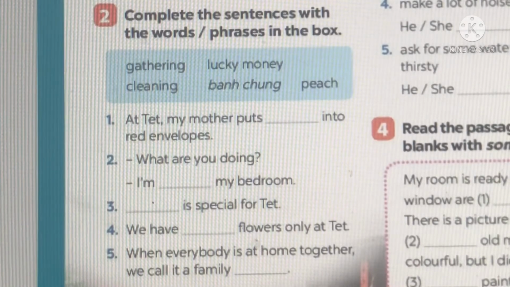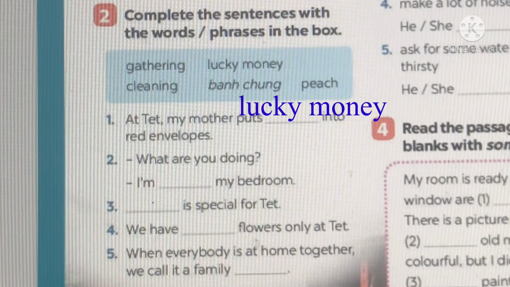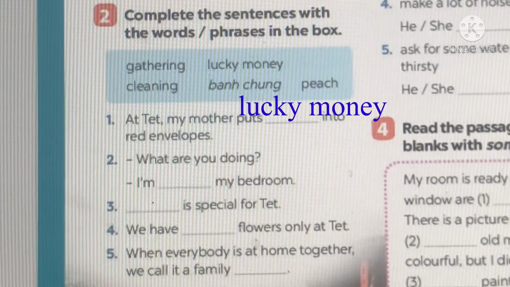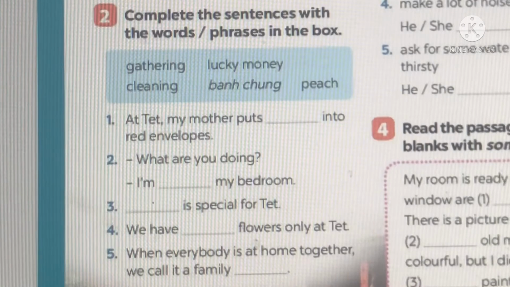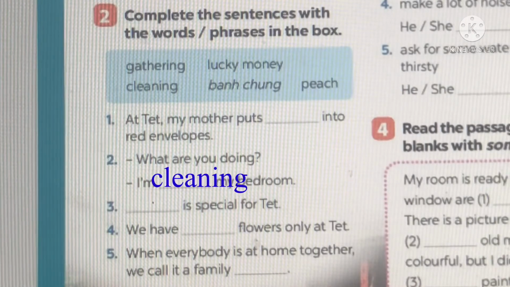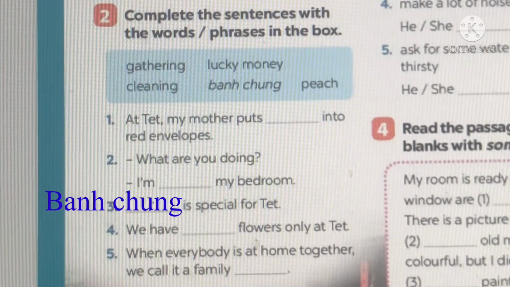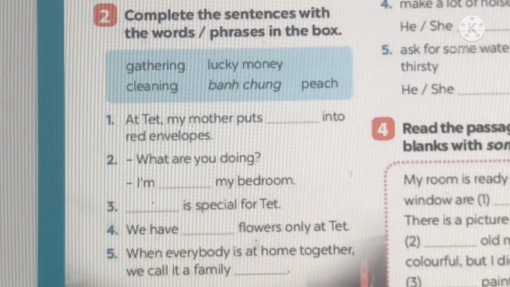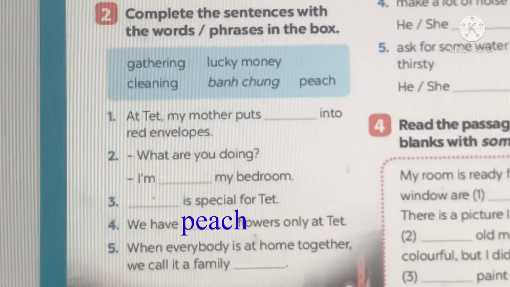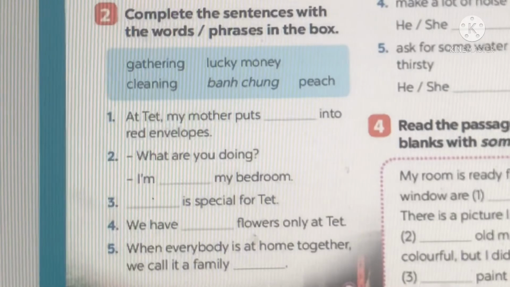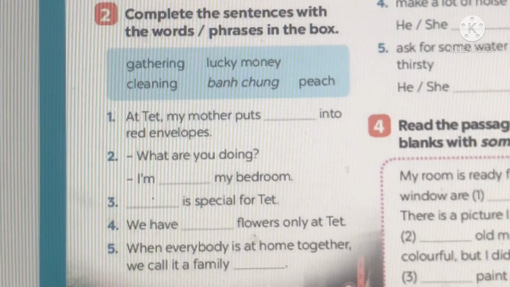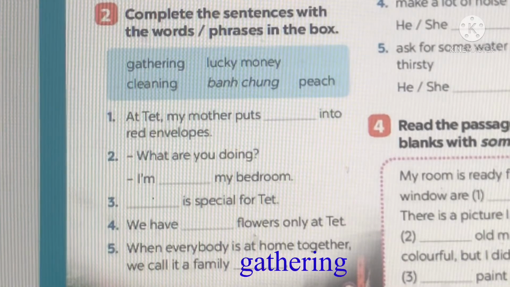1. At Tết, my mother puts lucky money into red envelopes. 2. What are you doing? I'm cleaning my bedroom. 3. Bánh chưng is special food for Tết. 4. We have peach flowers only at Tết. And 5. When everybody is at home together, we call it a family gathering.